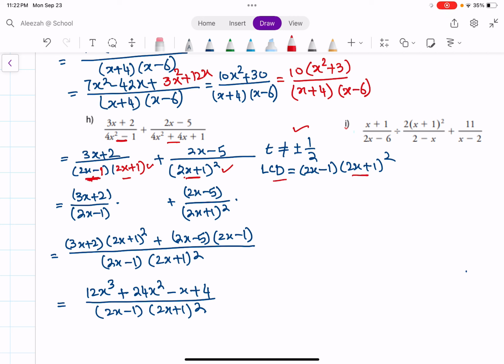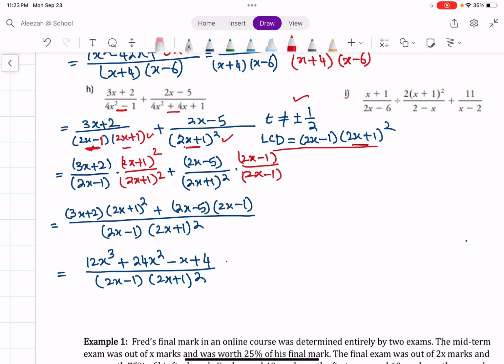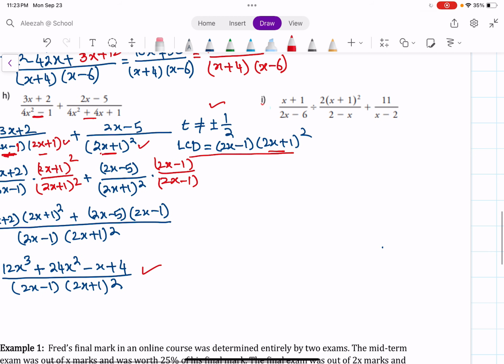So here I will multiply with 2x plus 1 squared divided by 2x plus 1 squared. And here I multiply and divide with 2x minus 1 over 2x minus 1. And now I just write them together and then I simplify, I expand, multiply using FOIL, and I got this as my final answer, right? Okay, this question I've also done in the review, so you can watch that video.